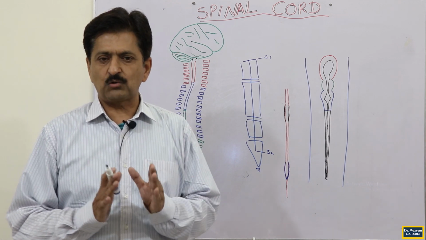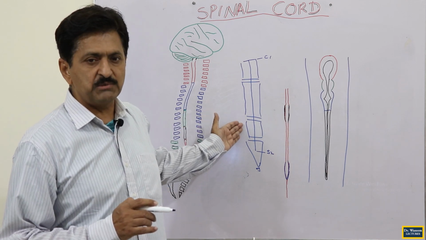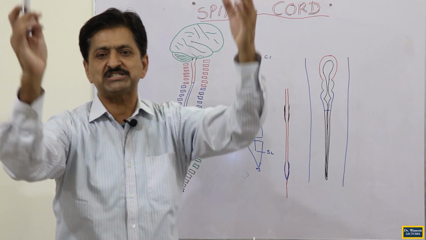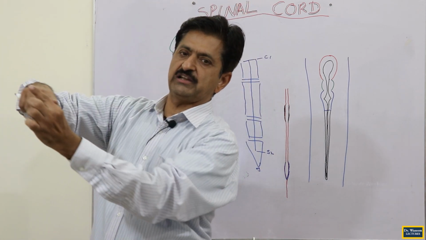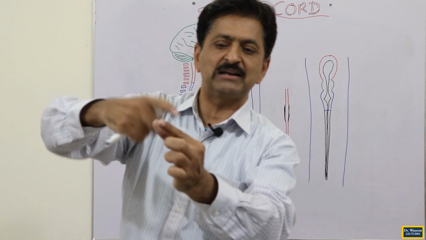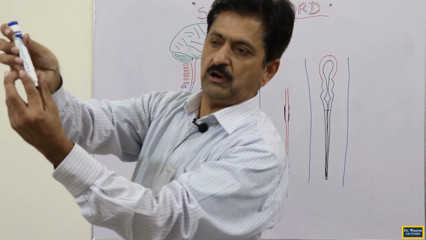The growth is not equal. The mesodermal vertebral column grows faster than the spinal cord. You see that it is up to S2 level. This is the sacrum, and here is the lower border of the vertebra, and this is the lower border of the spinal cord.